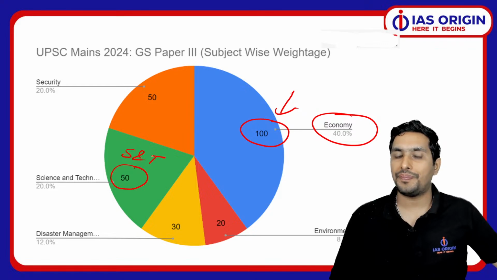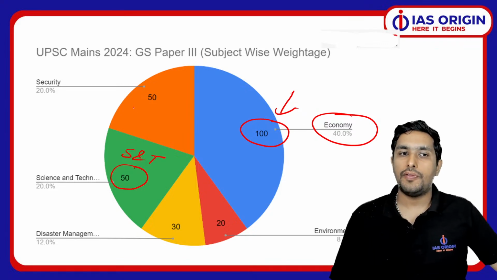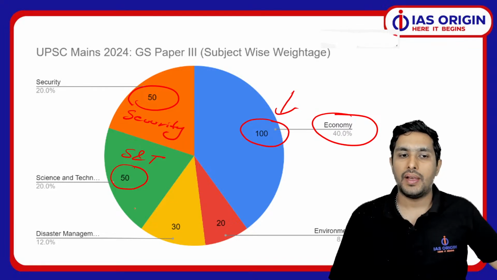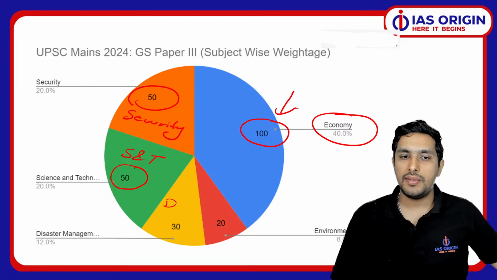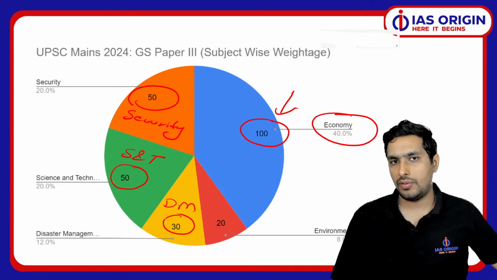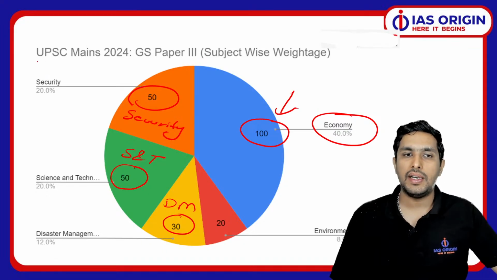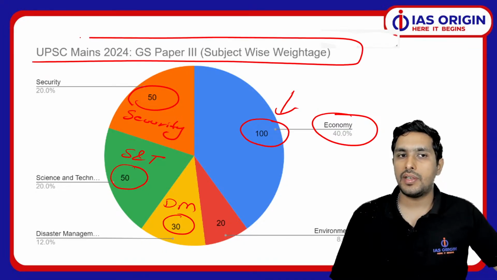You have to realize that. Then you have around 50 marks, that is 20% paper is from security. So internal security, you can call it. Then you have got disaster management, 30 marks around being asked. So this is basically 2024 ka paper. I'm just giving you the weightage. And 20 marks, around 8% of the paper is from environment.